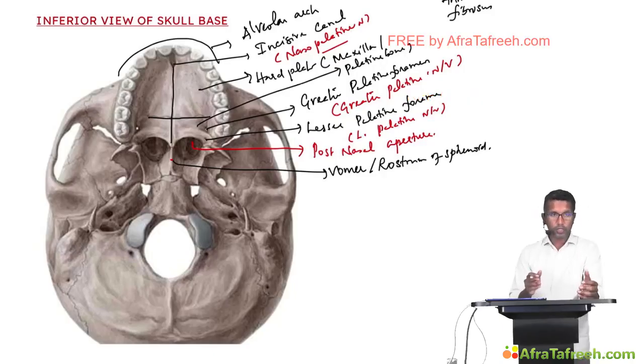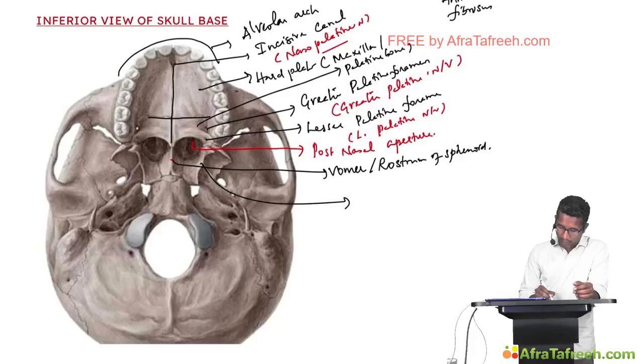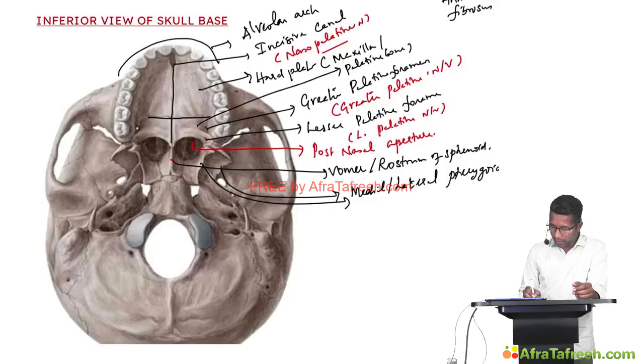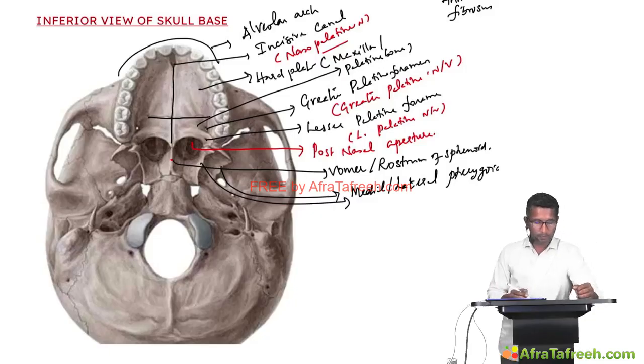When you go lateral to the vomer bone, you see these plates which are hanging from above. These plates are called the medial and the lateral pterygoid plates.